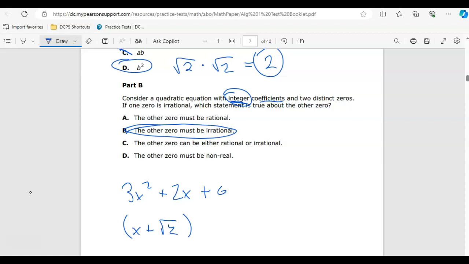So it's similar to the question up above. It's showing that if one zero is irrational, in order for them to make a rational number, it has to be an irrational number times an irrational number. That's the only way that we can make a rational number out of that. And so if we know that we have integer coefficients and two distinct zeros, then the only possible way for that to happen is for the other zero to also be irrational.